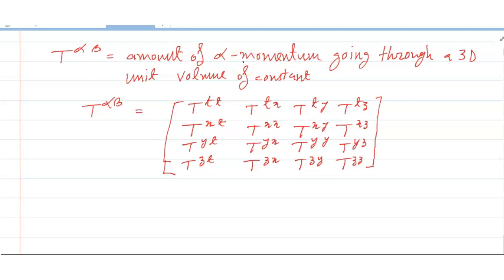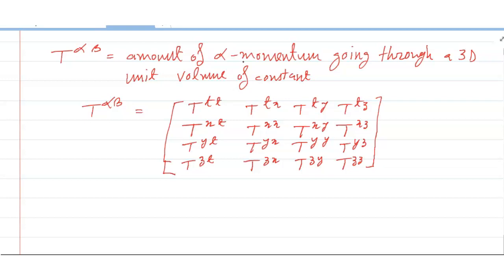We should remember that the time component of four-momentum is the energy of a particle. So the first row of the energy momentum tensor, where alpha is the time index, is really about the energy of particles.